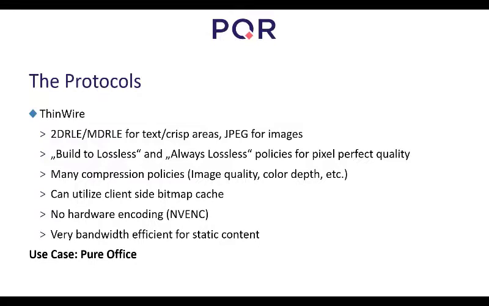So Citrix has since the beginning ThinWire, which is a JPEG or bitmap compression. You can do build to lossless or always lossless. Build to lossless means that it's lossy for moving images, and once it is a still image, it will be lossless. You have many different compression policies. It can utilize client-side bitmap caching, but there's no hardware encoding from an NVIDIA perspective.